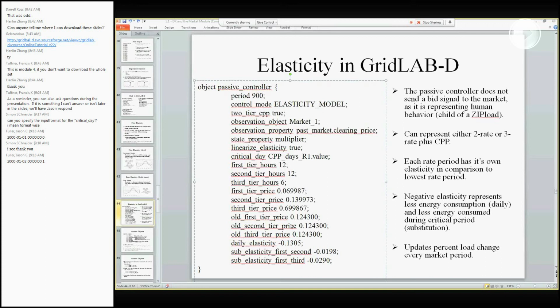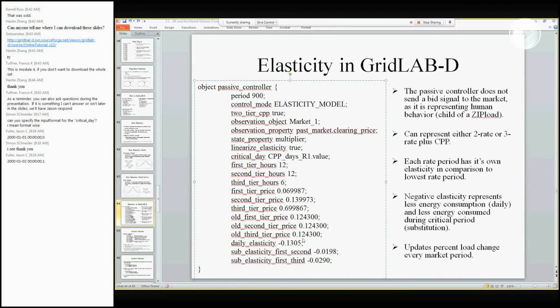We have all the different configurations in there, at least that I can think of, where you can use your first 2 tiers and then add a third tier on that day. You can replace your first tier, or you can replace it like we do here. You can do 3 time of use tiers and then replace the third with a critical peak price. So it supports all of those different ones.